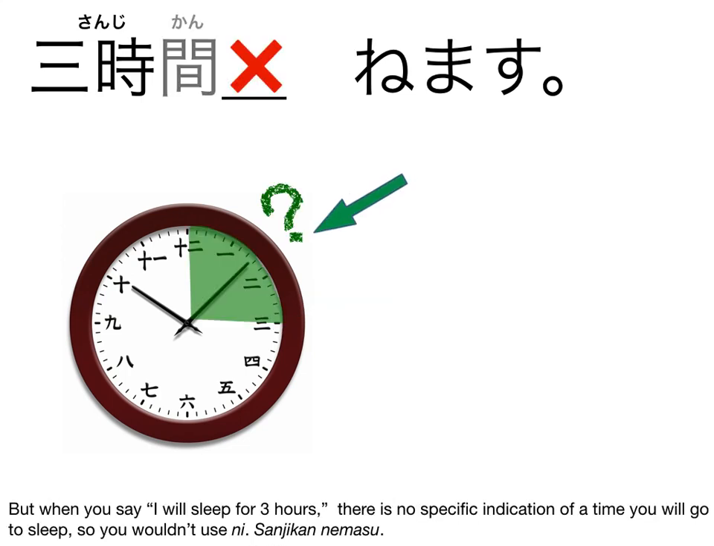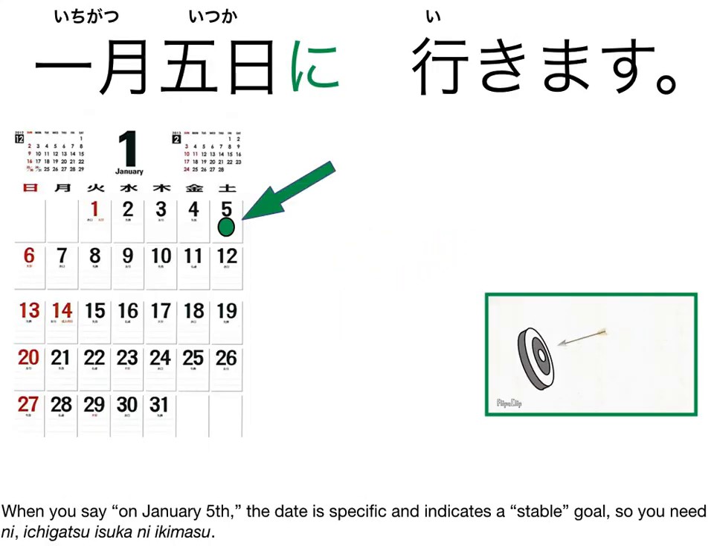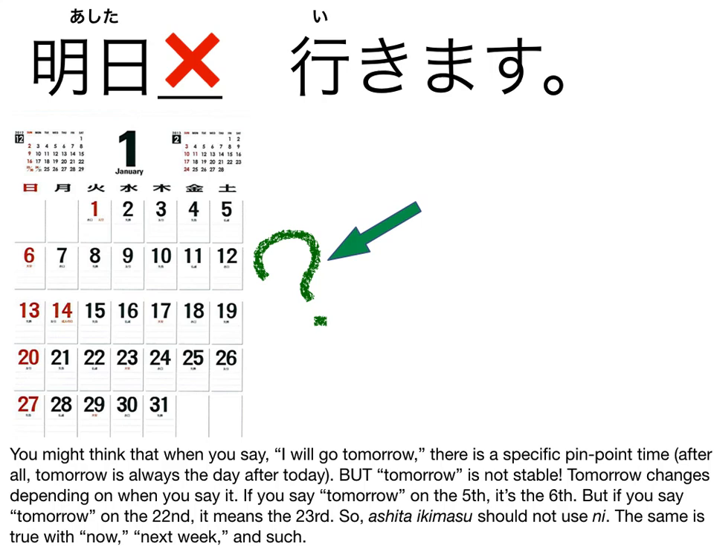But when you say, I will sleep for 3 hours, there's no specific indication for the time you will go to sleep. So you wouldn't use に, 3時間寝ます. When you say on January 5th, the date is specific and indicates a stable goal. So you need に. 1月5日に行きます.